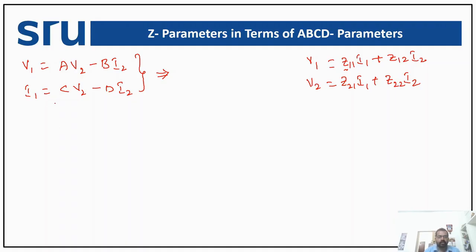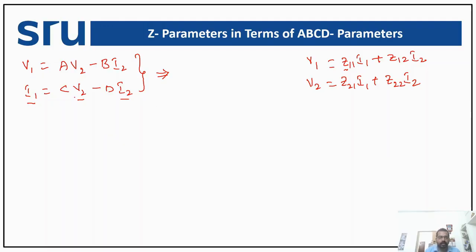In order to start, let us observe the equations in our hand, that is the ABCD parameter equations. If you observe the second equation, we have I1, V2 and I2. So we have two currents and one voltage. And if you observe the Z parameters, we also have two currents and one voltage. So we can easily convert the second equation into the form of Z parameters.